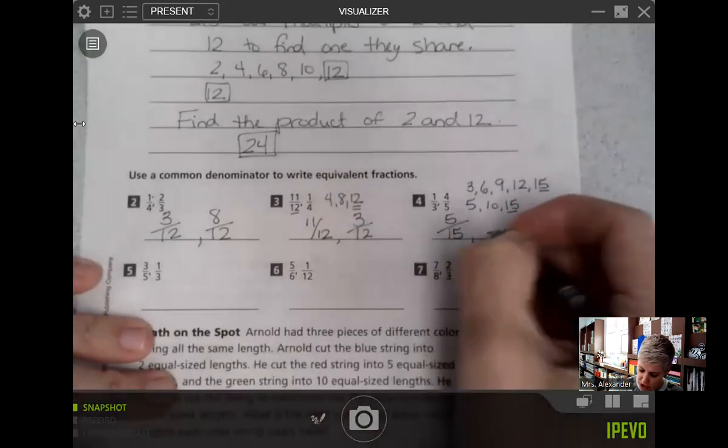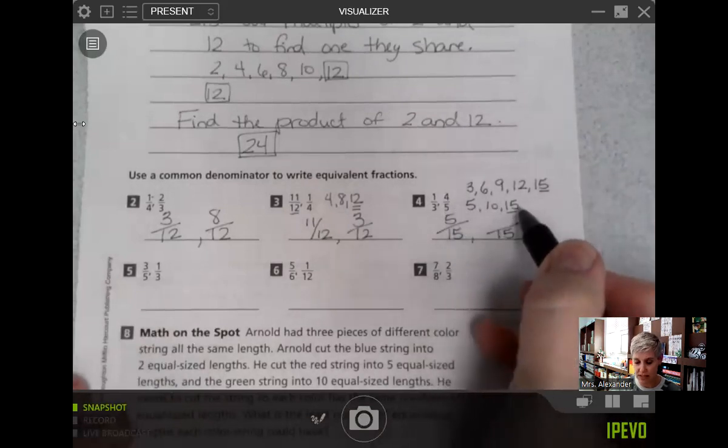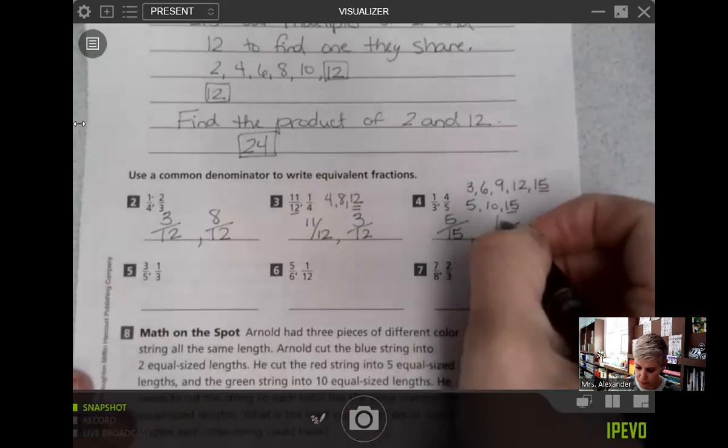4/5. I'm adjusting and renaming that as 15ths. 5 times 3 is 15. 4 times 3 is 12.